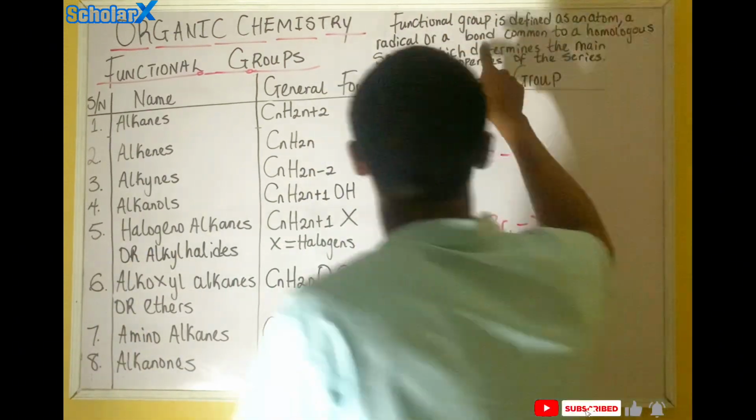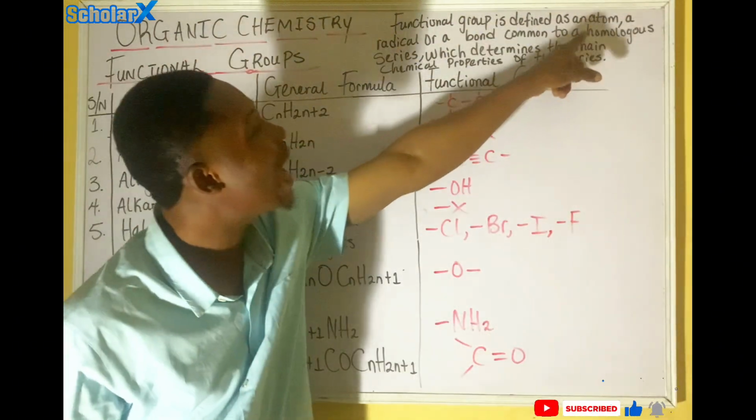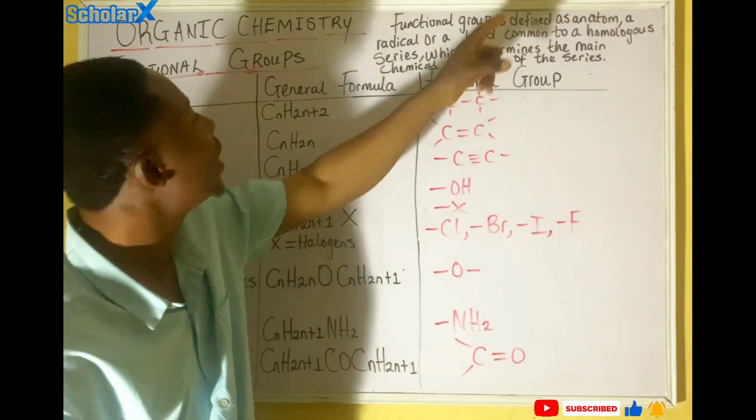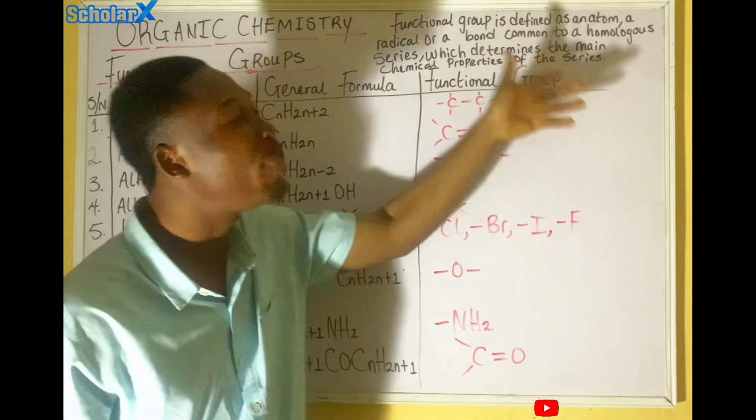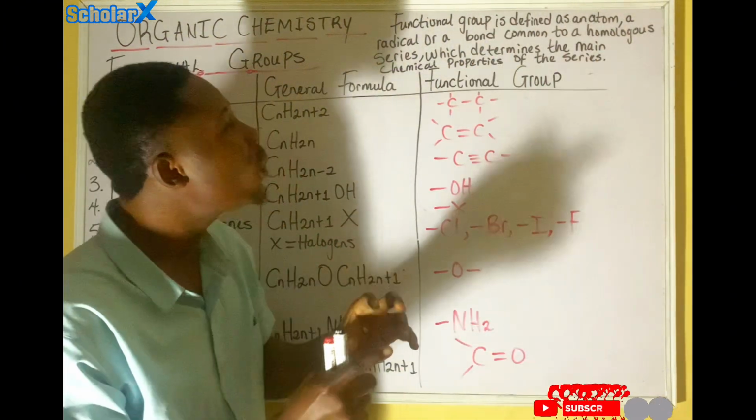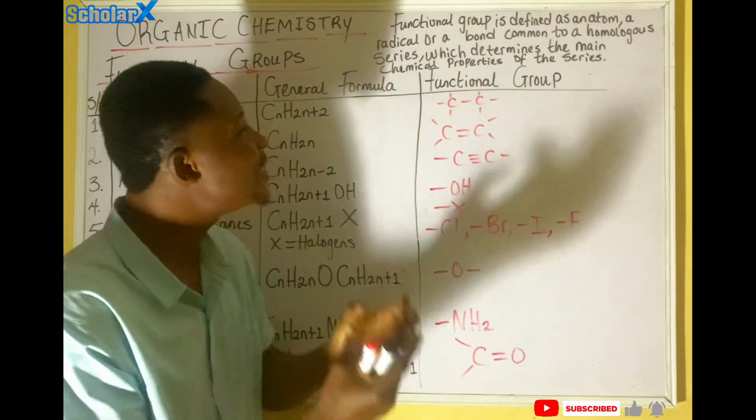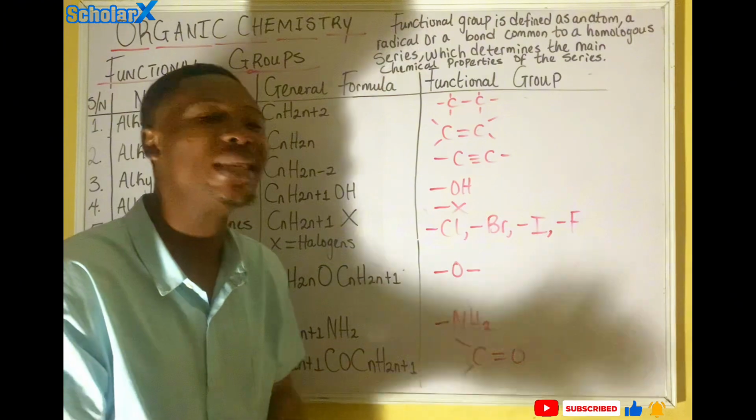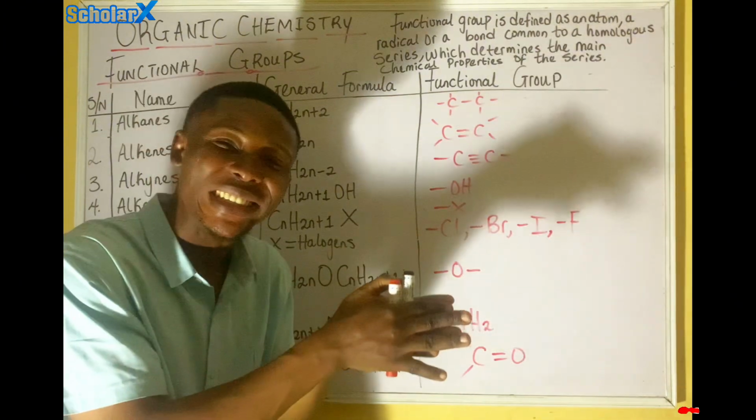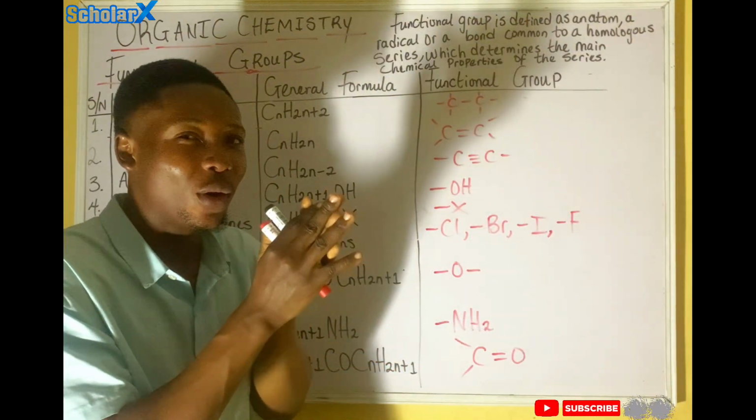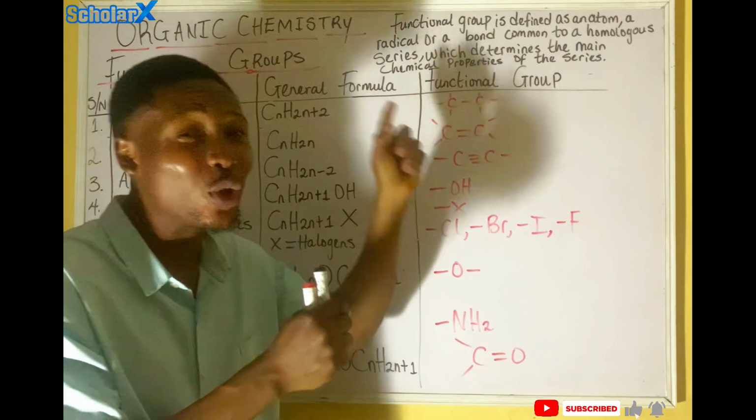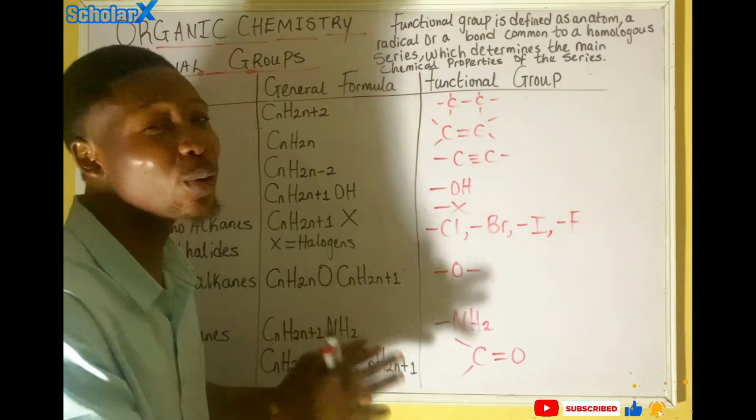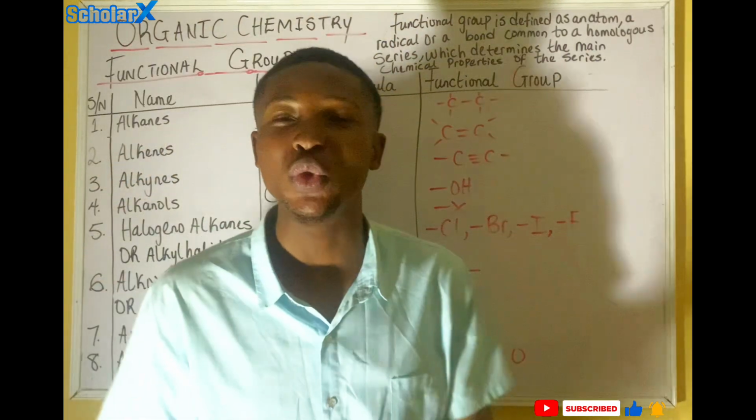So a functional group is defined as an atom, a radical, or a bond common to a homologous series, which determines the main chemical properties of the series. All right? Please take note of that and make sure you write this down. And every functional group we'll be looking at here, make sure you write it down.